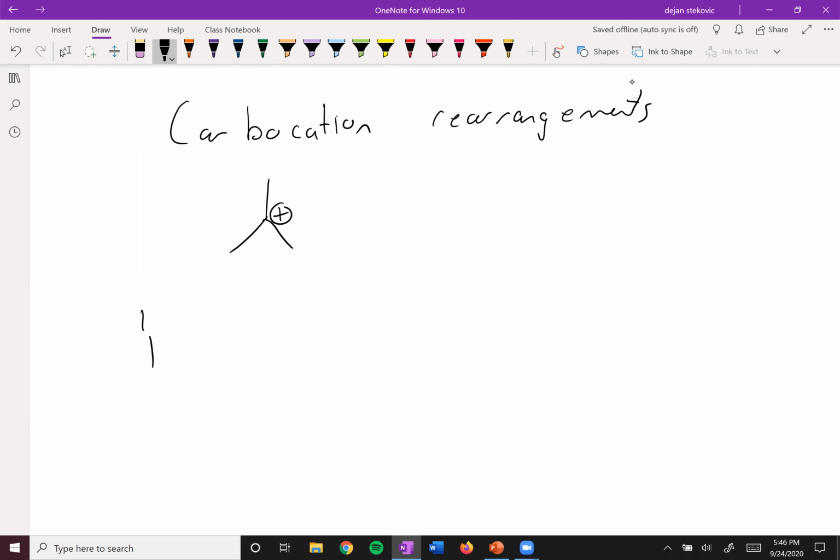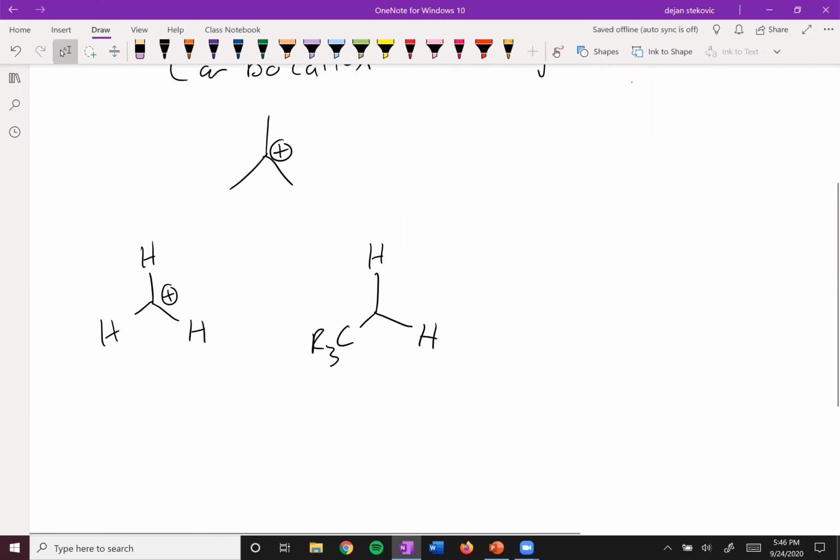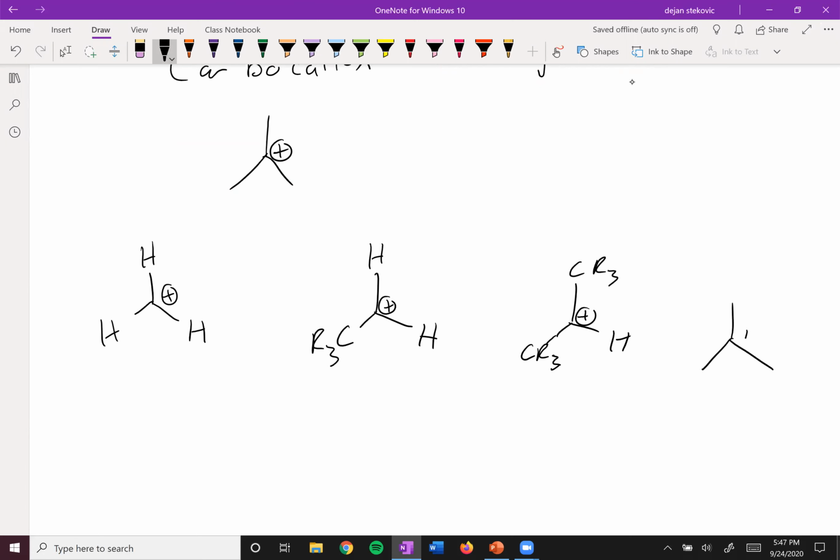We could have a carbon that's bound to 3 hydrogens and has a positive charge. We could replace one of these hydrogens with a carbon bound to other things. So this R could be more hydrogens or more carbons or something like that. We could replace 2 of them. Or we could have a carbocation on a carbon that is bound to 3 other carbons.